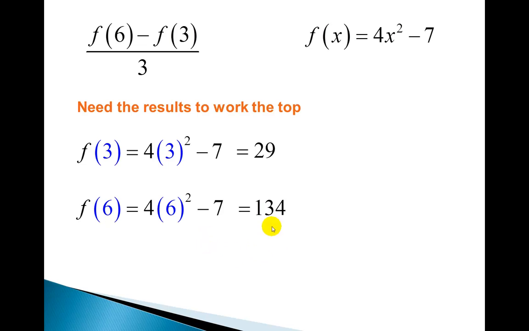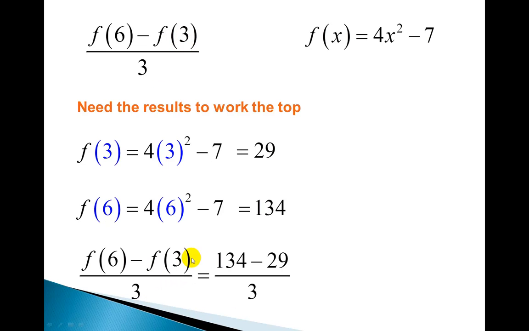Those are our results. So now we take this 134, we go back up to this f of 6 and we replace it. We take this 29, go back to the f of 3. The whole f parentheses 3 thing gets replaced by the 29. And so that's what we've got here. So where I see f of 6, I now have the 134. f of 6 just says, what's the result we get when we plug in 6? Well, we get 134. What's the result when we plug in 3? We get the 29. So now that I've got my results, I'll use the results instead of that notation.